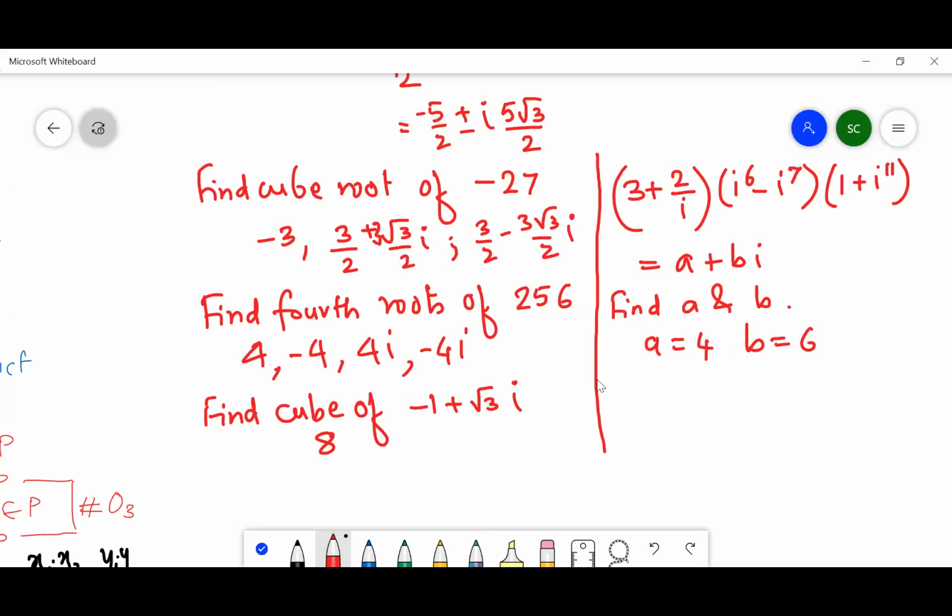Okay. Last question. Find the value of i raised to 6 plus i raised to 7 plus i raised to 9, upon i raised to 2 plus i raised to 3, is equal to.